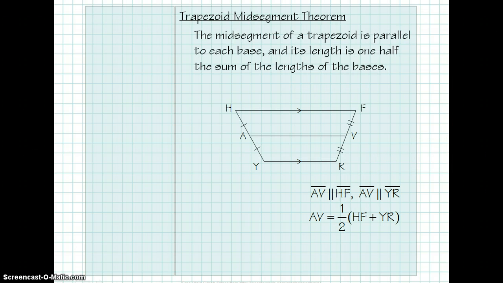Now the mid-segment theorem is pretty similar to the triangle mid-segment theorem. The mid-segment joins the midpoints of the two legs, it's parallel to each base, and it's basically the average of the two bases. So it's one half the sum of the lengths of the bases.